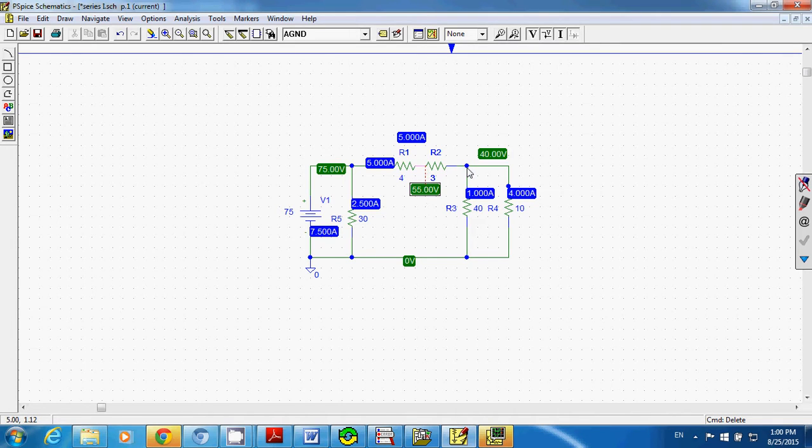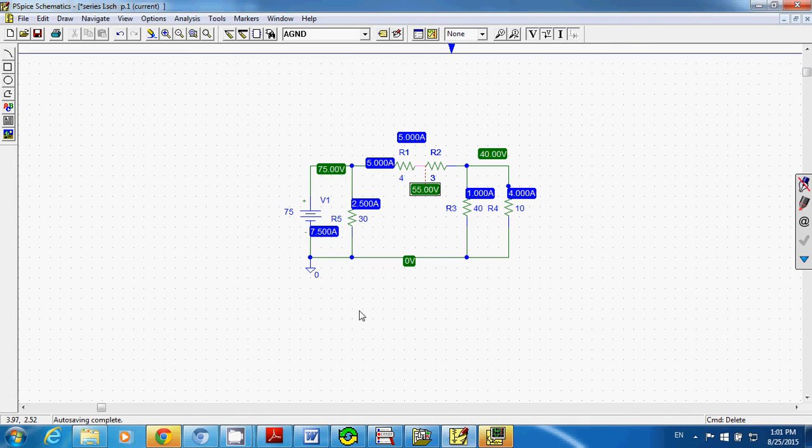And from this point to this point is the voltage drop across the 3 ohm resistor. You have the 5 amps current flowing through the 3 ohm resistor, and that means the voltage drop across the 3 ohm resistor is 5 multiplied by 3, and that gives you 15. So you subtract 15 from 55, and this gives you 40. So it's worked out very nicely.